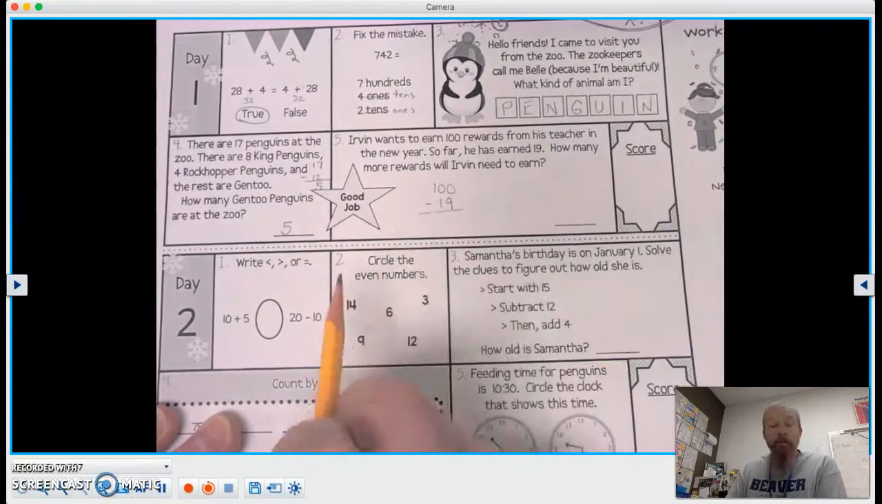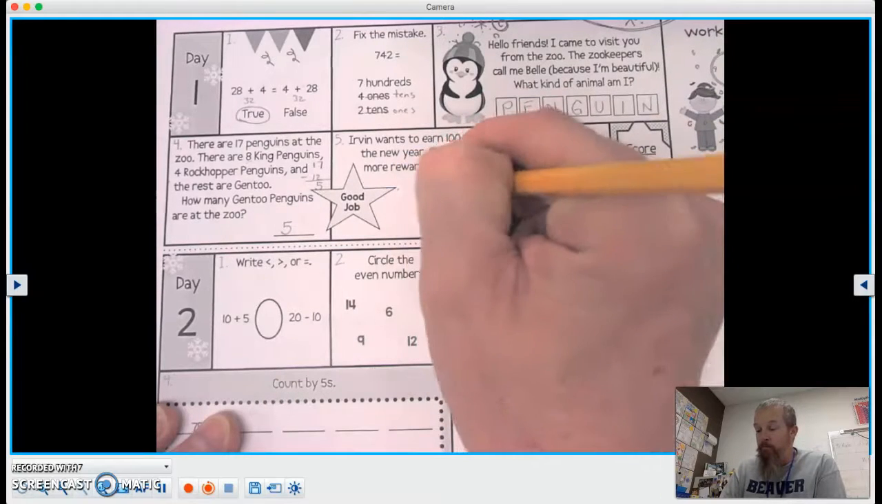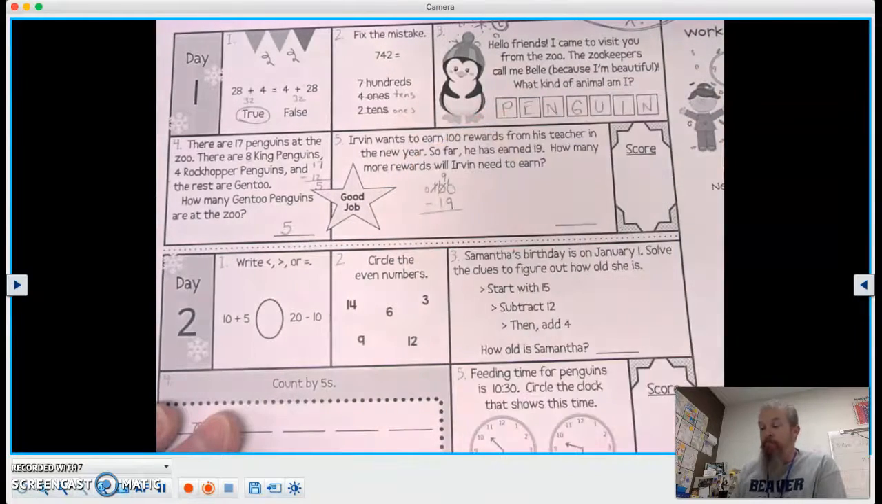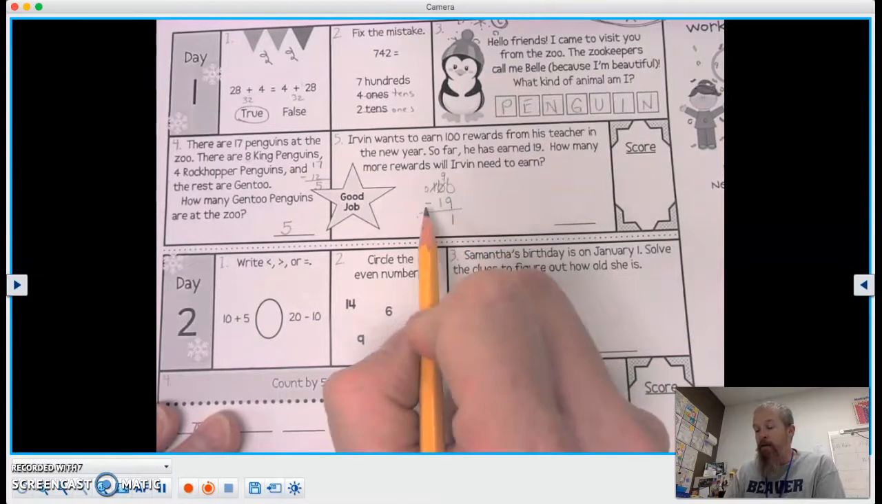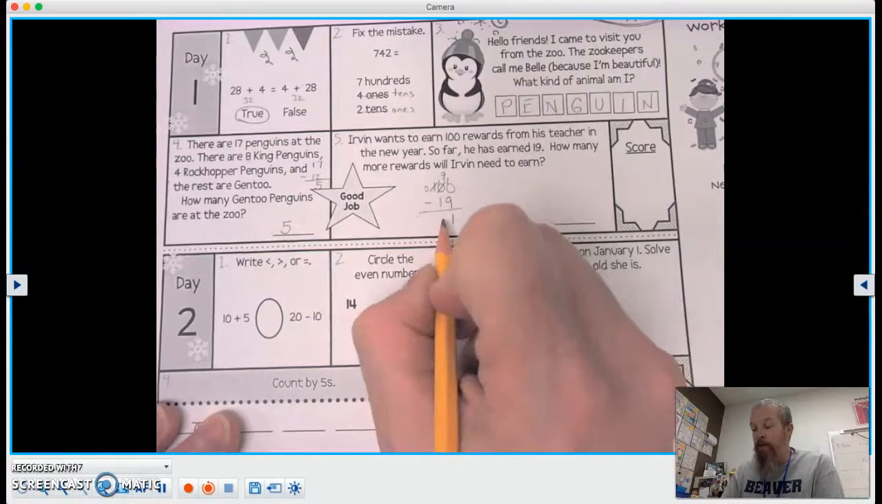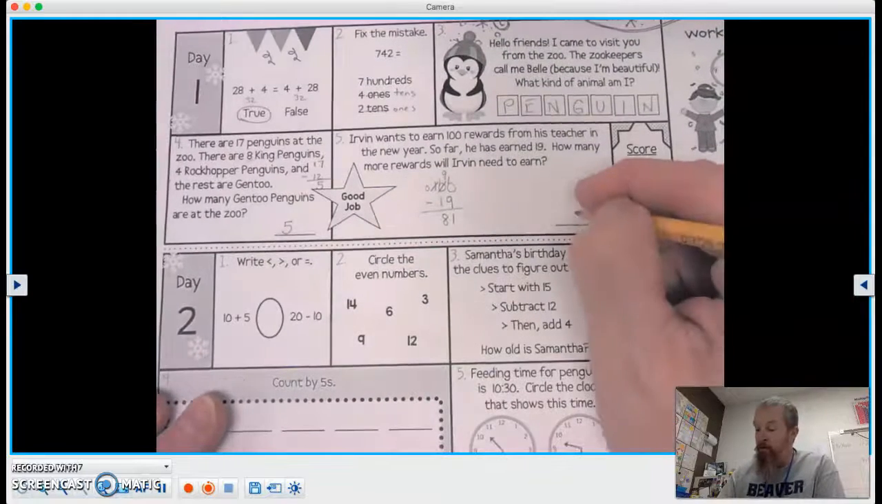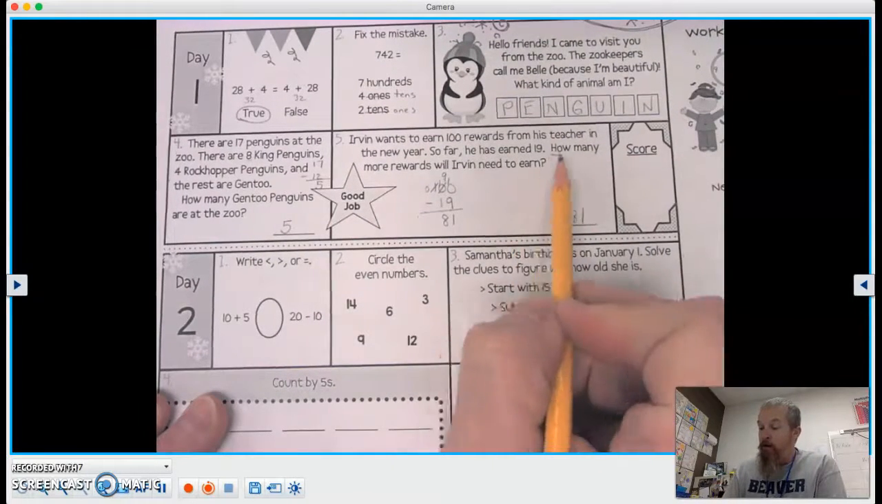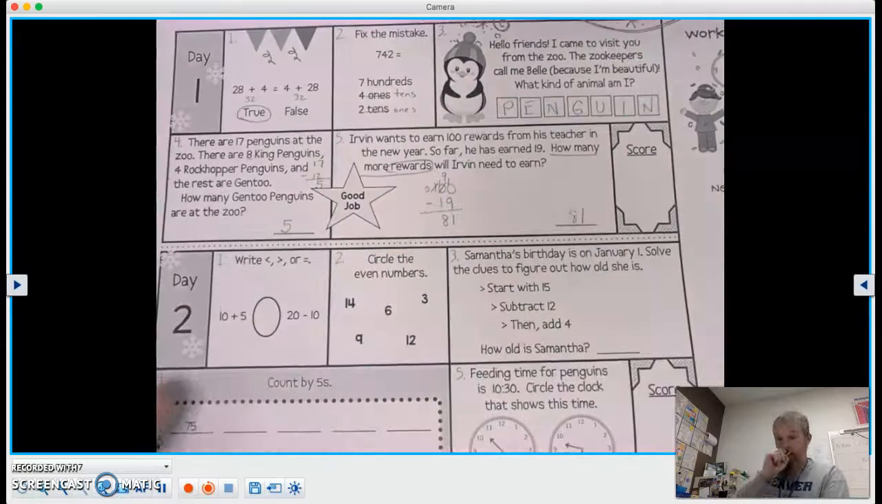Difference means we are going to subtract. We have to borrow. So, 10 minus 9 is 1. 9 minus 1 is 8. So he will need to earn 81. How many more rewards? 81 more rewards.